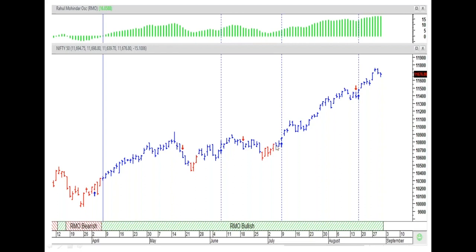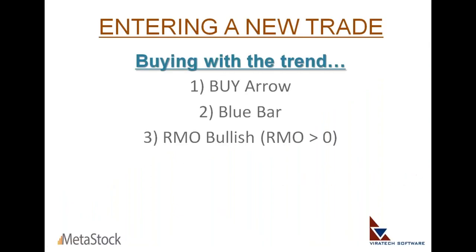So the dotted lines, the dotted verticals that you see, I rate them as add-on or secondary signals because the RMO is already bullish. I need you to focus on the first breakout where the RMO was in bearish zone, turning into a bullish zone for the very first time. So that's the point which I need to focus on. That's the area I'm looking for in terms of first breakout.